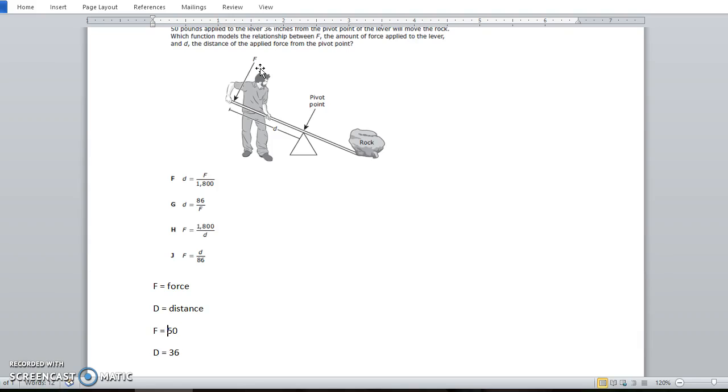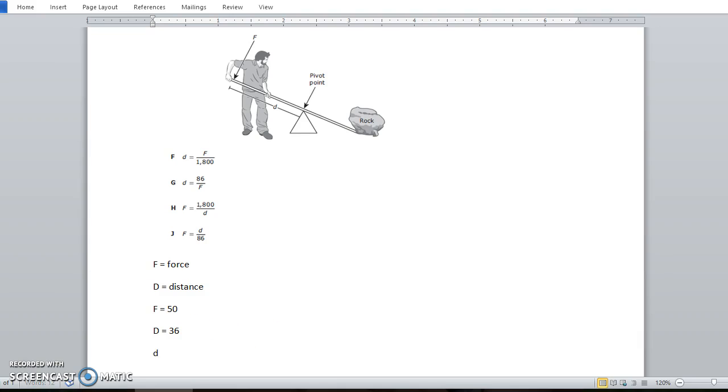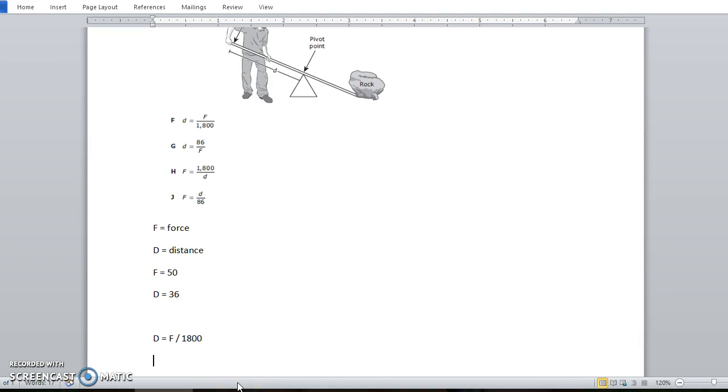Great, so we know what F is, we know what D is, and they tell us which of these equations match. So essentially, we're plugging these values into the equation to see which one gives us a true statement. So let's try F. So F says D equals F divided by 1800. If I plug in my clues, I know that F is supposed to be 50, D is supposed to be 36, so let's plug that in. So D is 36 equals 50 divided by 1800.